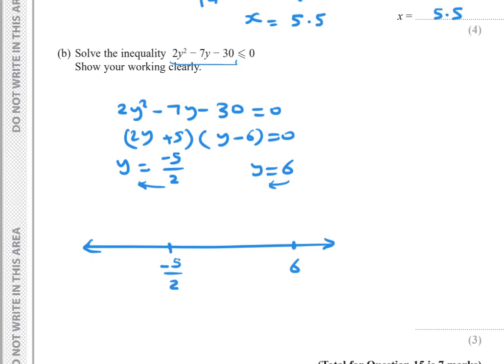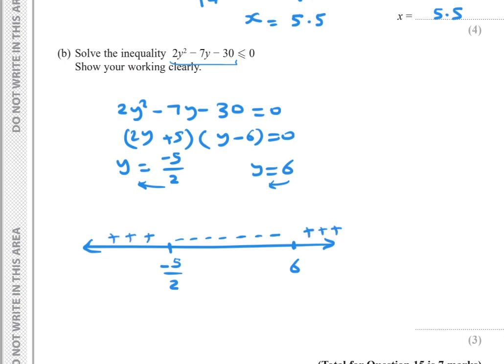Now we have a rule. If the coefficient of y squared is positive, then if I need less than 0, it is between the roots. If I need more than 0, it is outside the roots. I need less, so between the roots. And outside the roots will be positive.